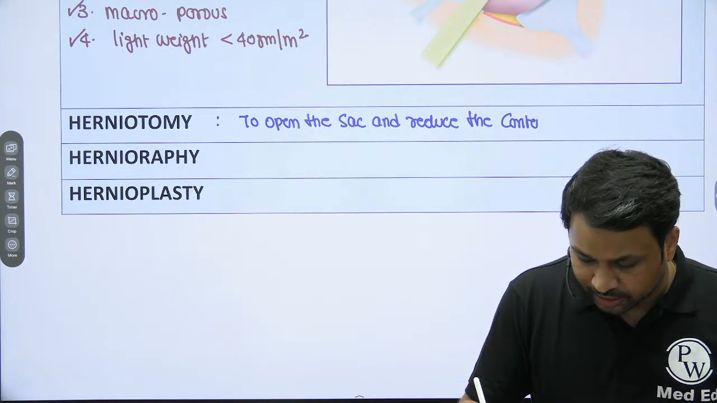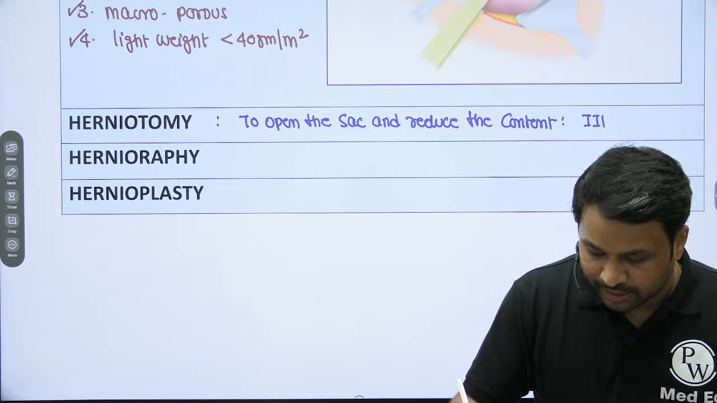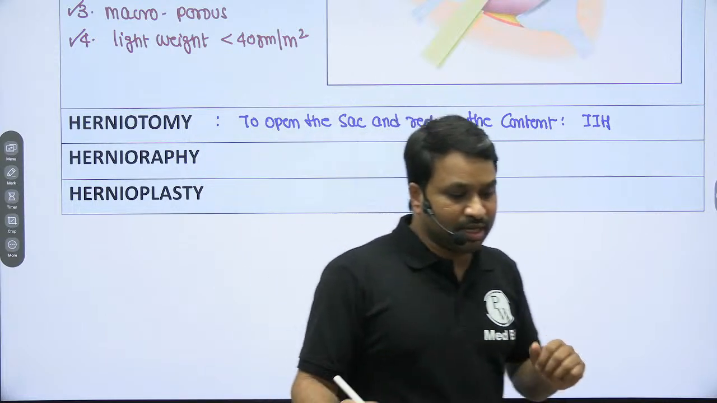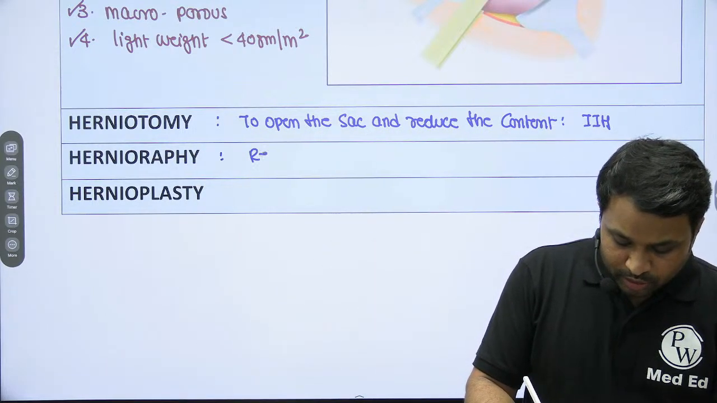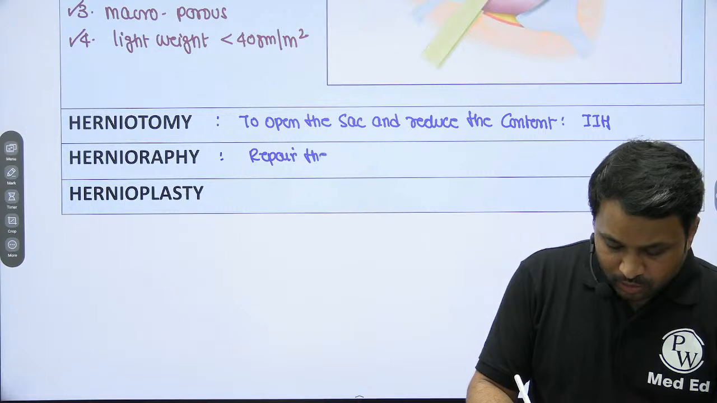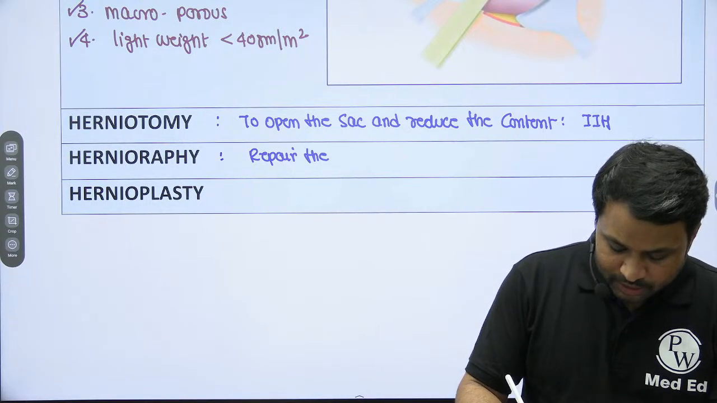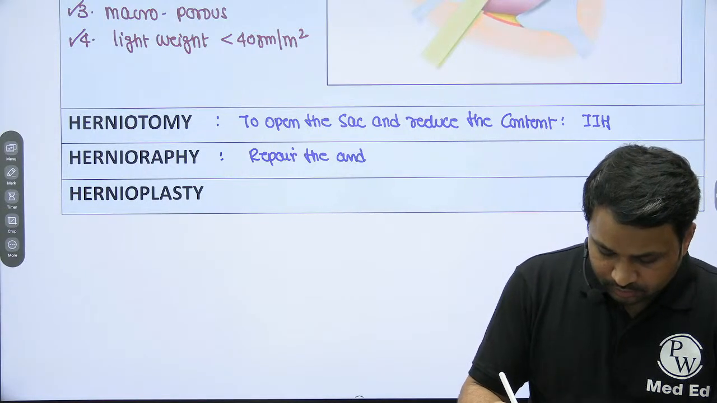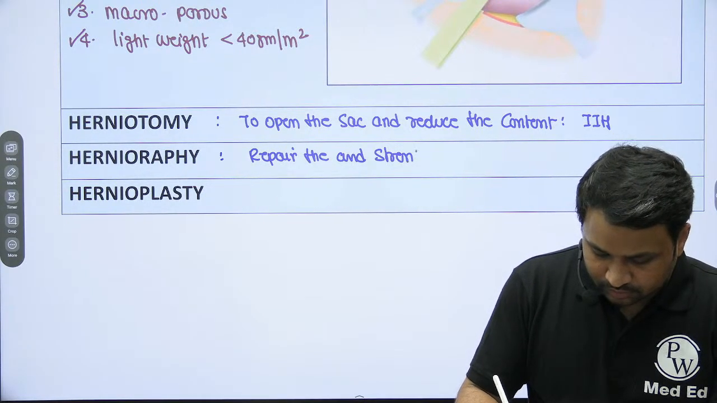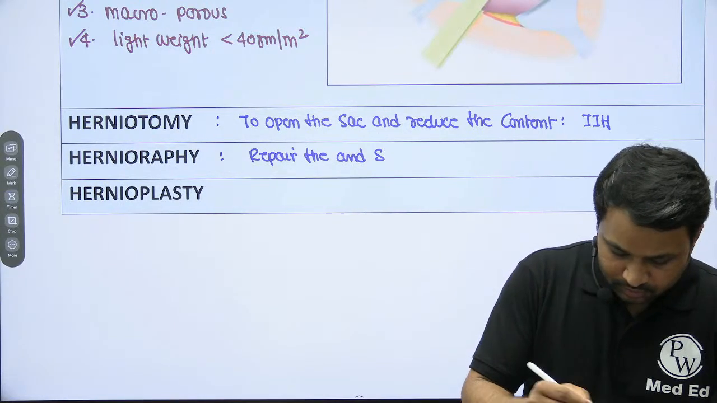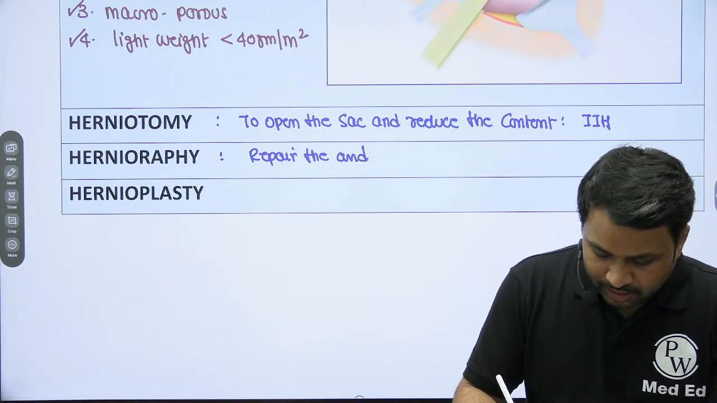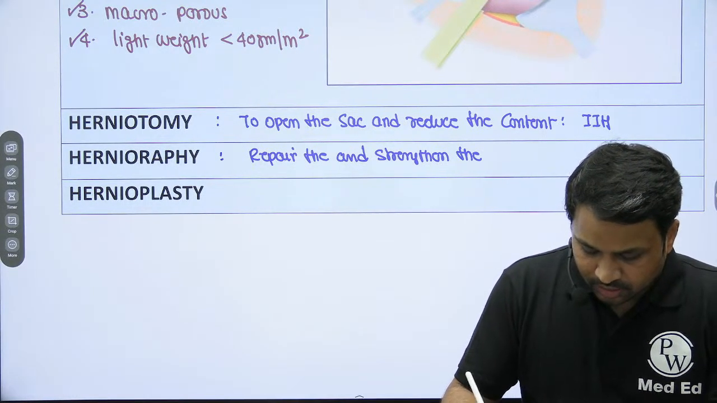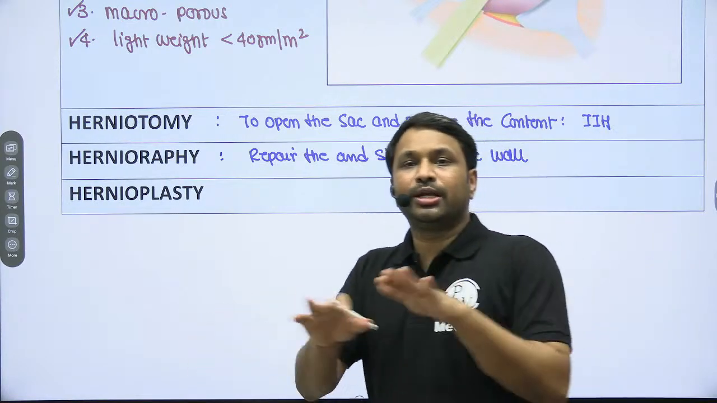Now remember, herniotomy is done only in indirect inguinal hernia. In direct inguinal hernia the sac should not be opened because there it is made up of fascia transversalis. What is herniorrhaphy? It is to repair the posterior wall, to repair and strengthen the wall, right? So basically you're doing a tissue repair.